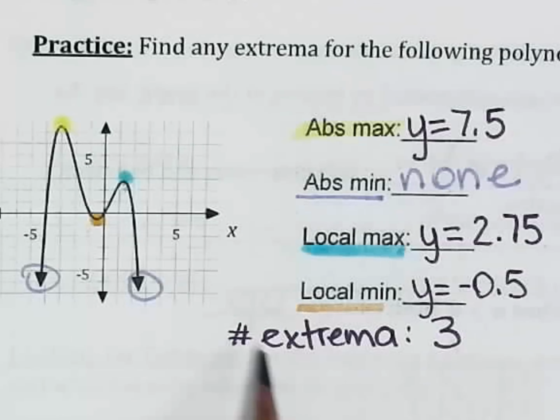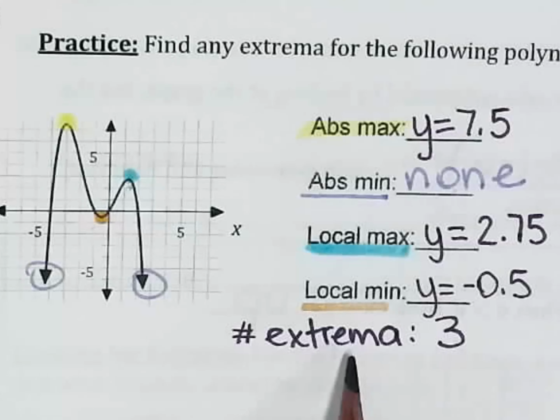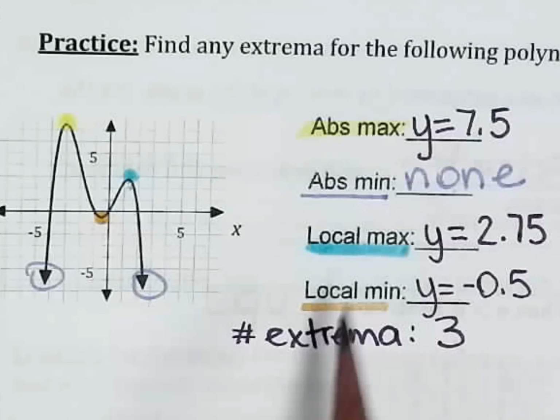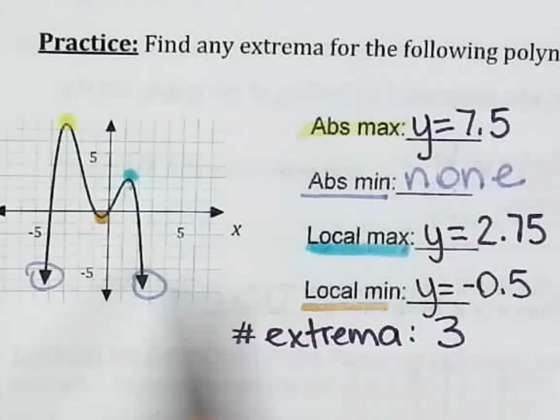I know your paper doesn't say that, but the number of extrema is kind of important because it will directly connect to the degree of the polynomial. So we're going to count. The number of extrema, or the number of turning points: 1, 2, 3. So 3 right there.